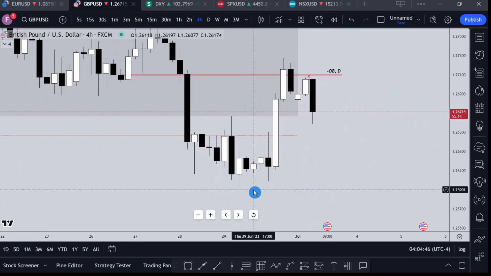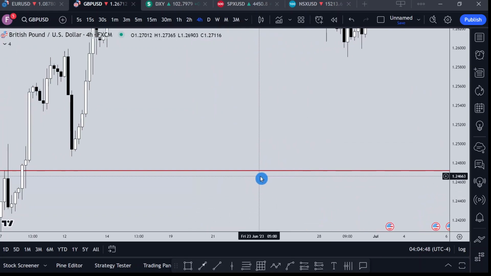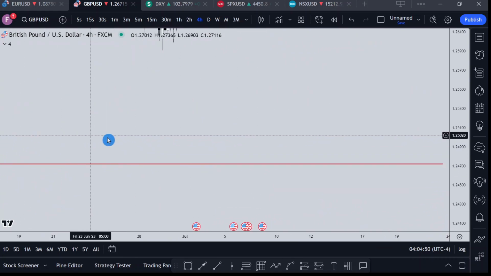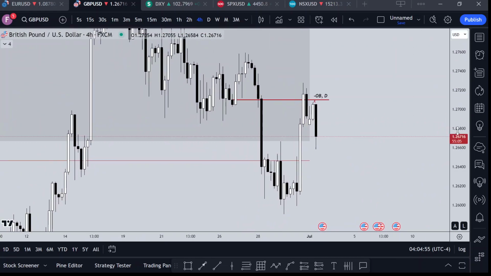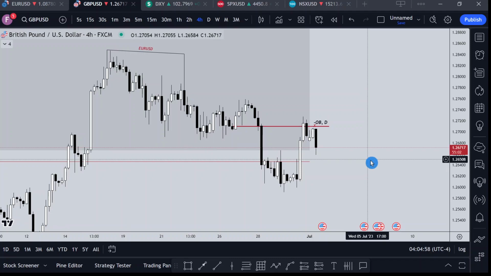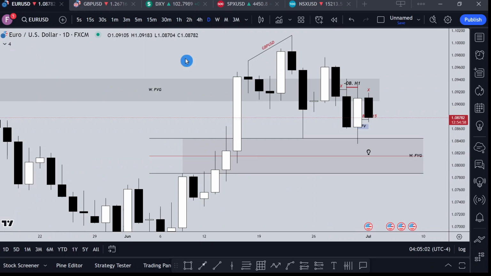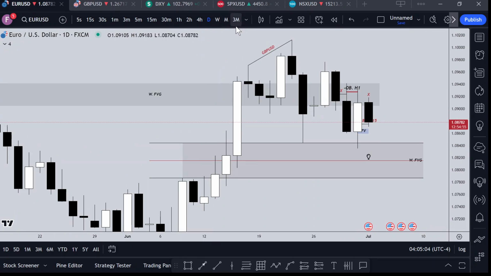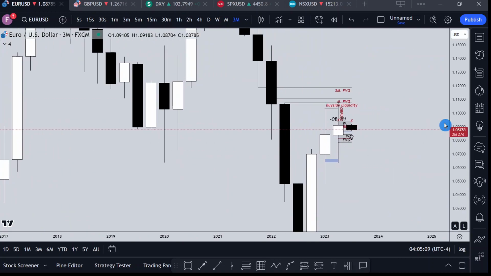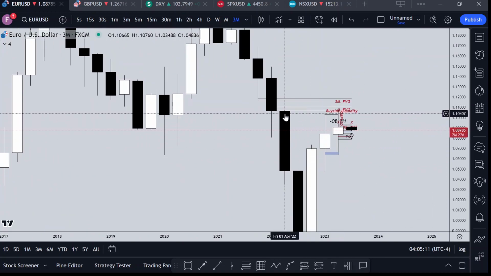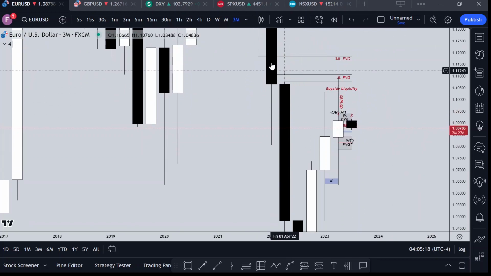I want to see this low go, and I want to see the weekly order block high that I showed you to be tapped into for the entire weekly bias. So I'm bearish on pound for the entire week, and I'm bearish on this particular day as well. Let's look at the euro dollar. Let's start from the 3-month time frame. So on the 3-month time frame, there is this fair value gap, this candle's high to this candle's low. That's the 3-month fair value gap or imbalance.